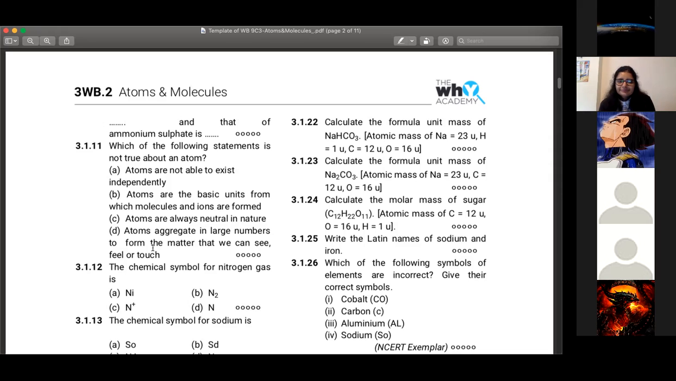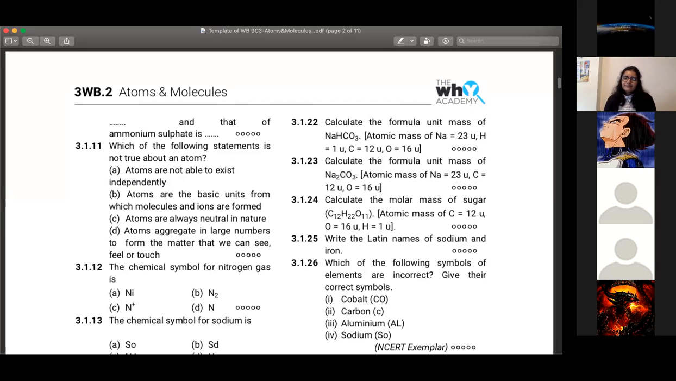Okay, ma'am. So the answer to this question, Samriddhi, not B also, because atoms are the basic units from which molecules are formed, no? So if atoms are chemically combined, they form molecules, right? So A is the right answer. Atoms are not able to exist independently.